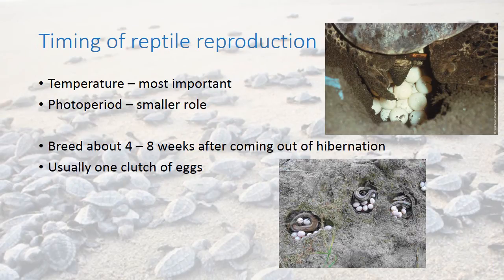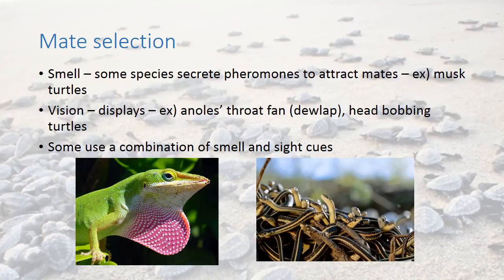So reptile reproduction, the timing of it is variable, and it depends on both temperature and photoperiod. Photoperiod is actually less important, so it depends more on the temperature, because those reptiles, remember, are ectothermic, and most of them are poikilothermic, so their temperature is going to change, and it needs to be high enough that it can support reproduction. So most reptiles will breed about a month or two after they come out of hibernation, and usually they lay just one clutch of eggs.